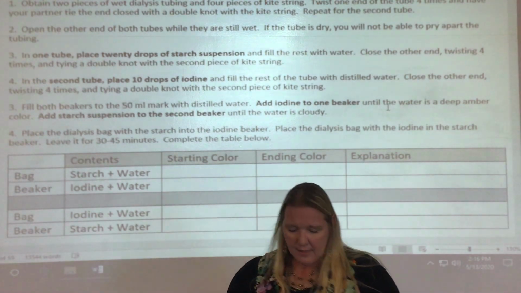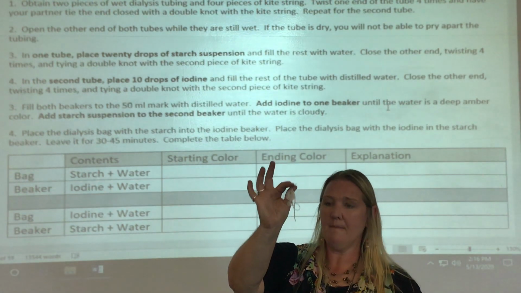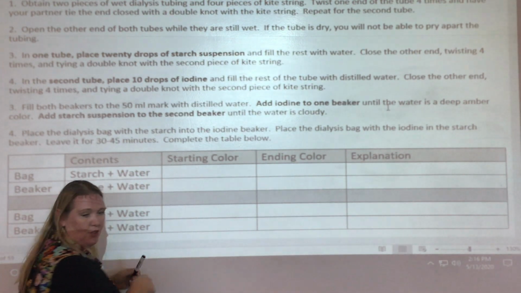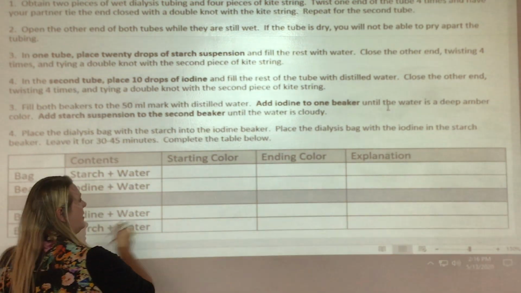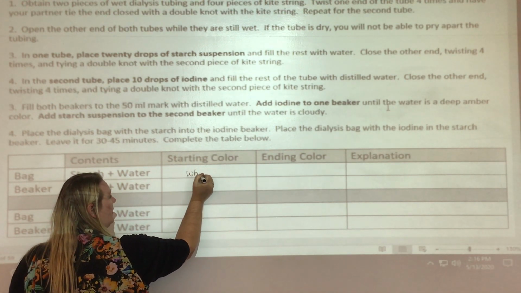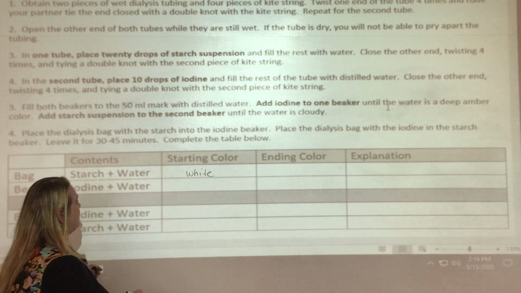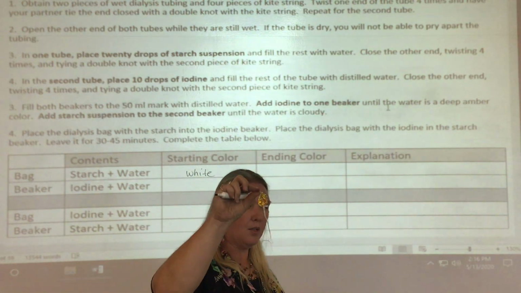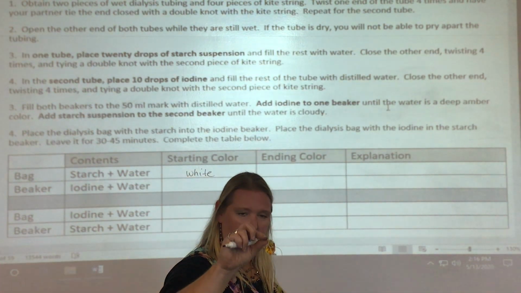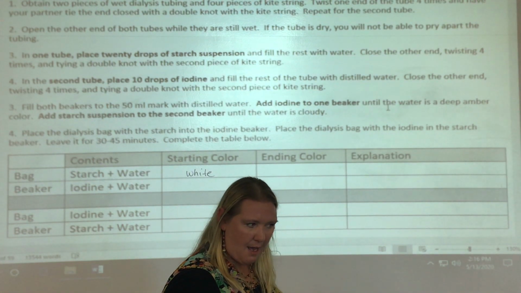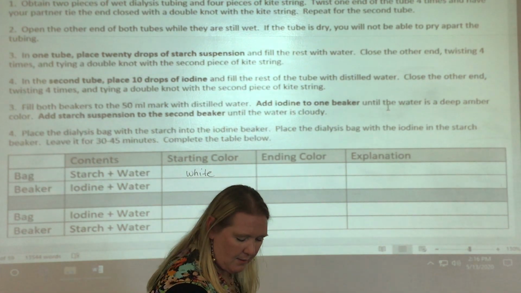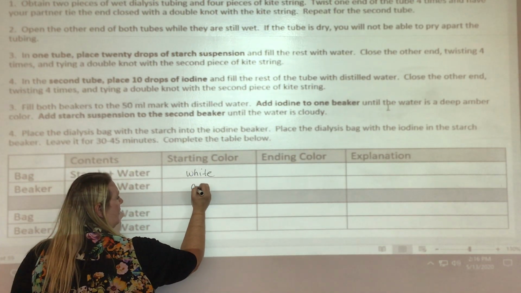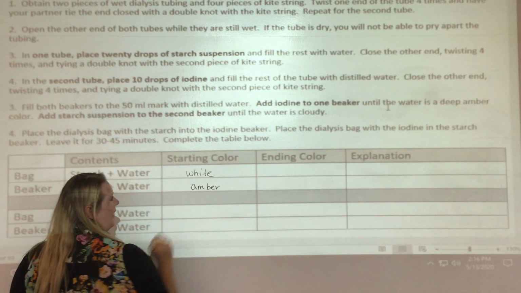So the first one we have is a starch bag, okay? And I already showed that. So we have starch and water in a bag, and starch is a suspension, and it is white in color, okay? And then the iodine is kind of an amber color, okay? We looked at the starch reaction with iodine in lab, I think it was 4, with the potato and that, okay? So iodine is an amber color, okay?